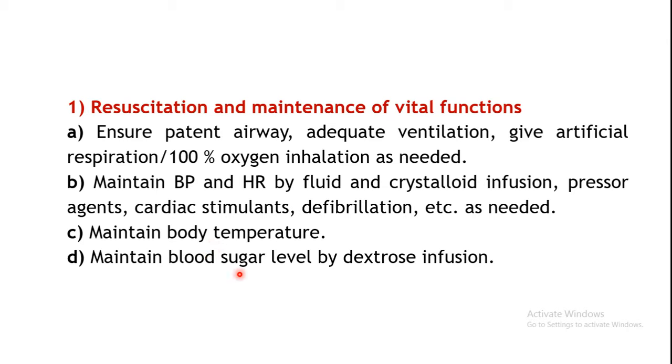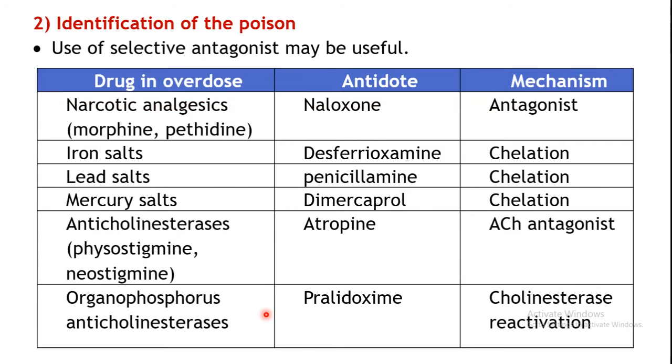Also monitor the blood sugar level. If it is not normal, say if there is hypoglycemia, a decrease in the blood sugar level, you can correct it by dextrose infusion. Likewise, maintenance of all these vital functions is very important. It's the first step which you should take when poisoning has taken place.